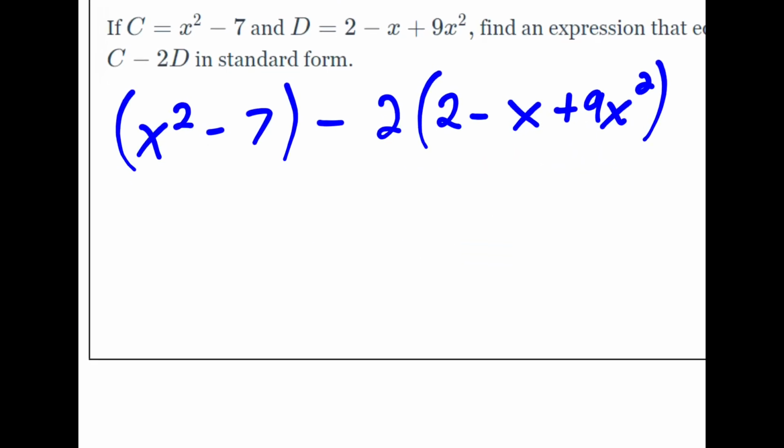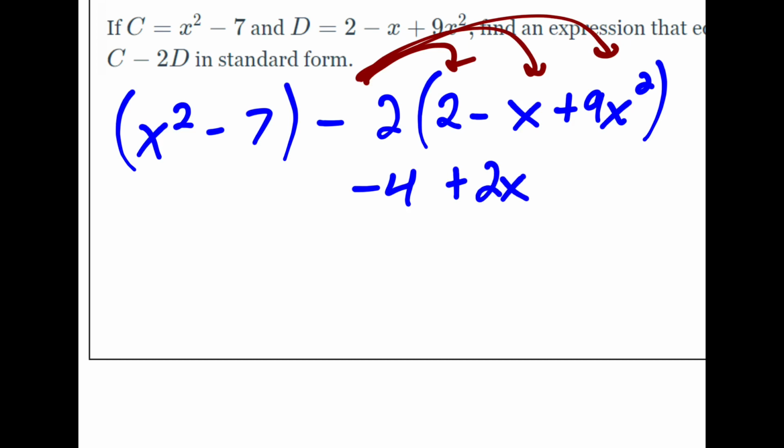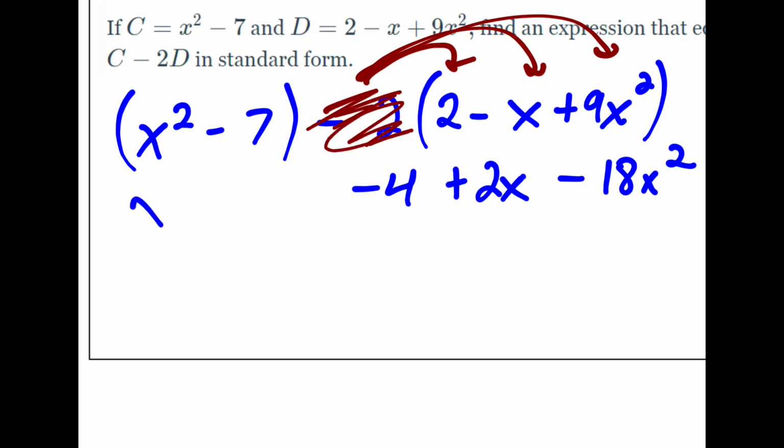Here's one more practice. Remember that when we distribute, it's like distributing the negative 2, and we distribute to each term inside of the parentheses, not just the first one. So this becomes negative 4, it becomes plus 2x, and it becomes minus 18x squared. And at that point, this part is gone, and we can carry the x squared and the minus 7 straight down, and we are looking for like terms.